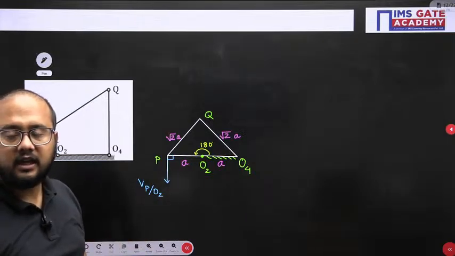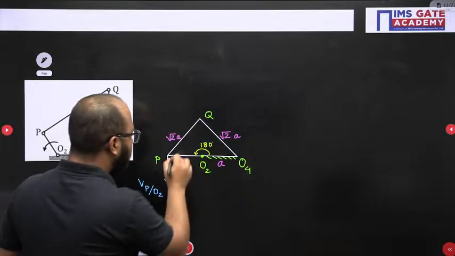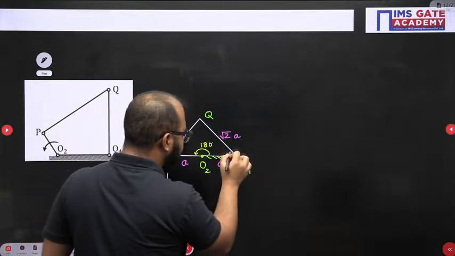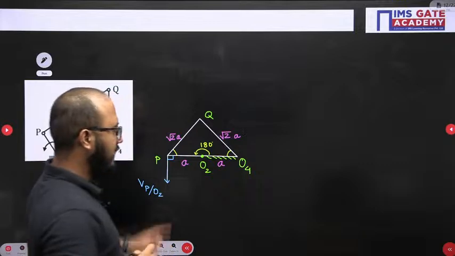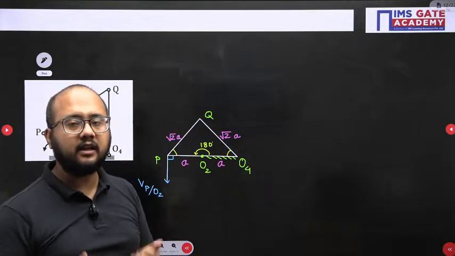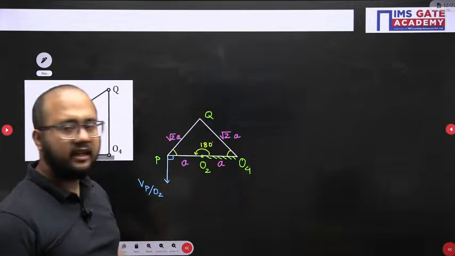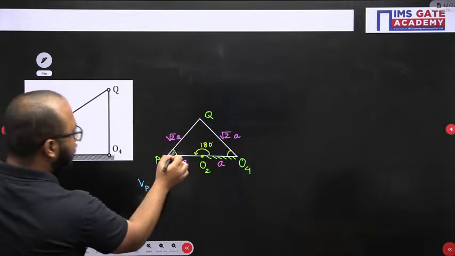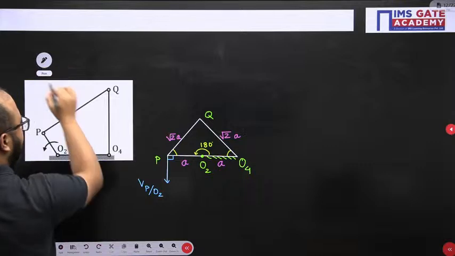Yes or no? It is an isosceles triangle. So this angle and this angle will be equal. This angle and this angle will be equal. But what will be the angle? How can I get the answer? What will be the angle? Simple logic. Can you calculate this angle? Yes, I can calculate. How? See.